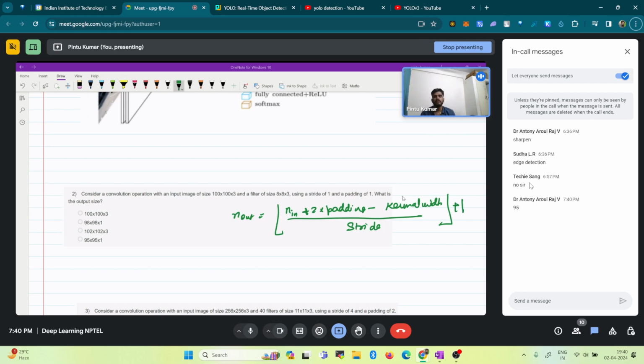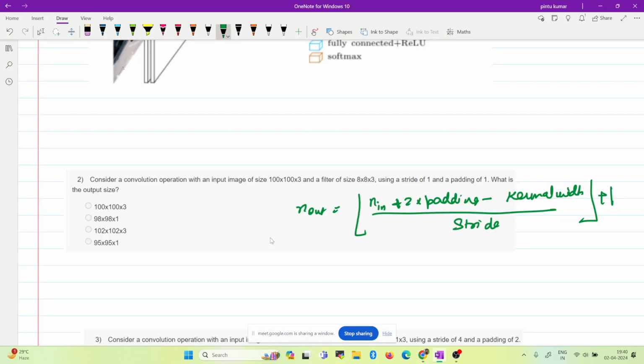Okay, somebody says 95. Can you? 97. Okay, somebody says 97, somebody says 95. So let's see. This is what we obtain. So this is 100 plus padding is 2 minus kernel width is 8 divided by 1 plus 1. So this would be 94 plus 1 would be 95. So it would be 95 cross 95 cross 1 because there is only one convolution operation, so cross 1 towards that.